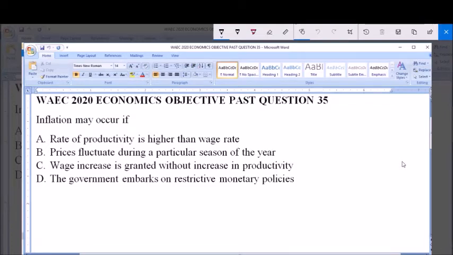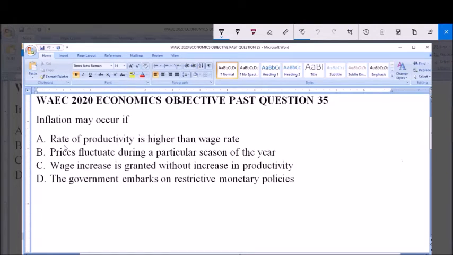Inflation may occur if A. rate of productivity is higher than wage rate. B. prices fluctuate during a particular season of the year. C. wage increase is granted without increase in productivity. D. the government embarks on restrictive money policies.